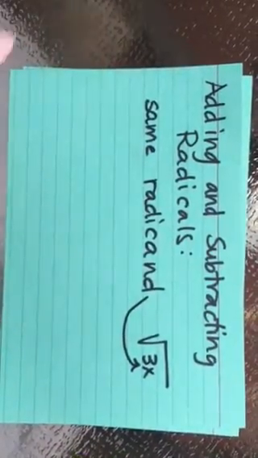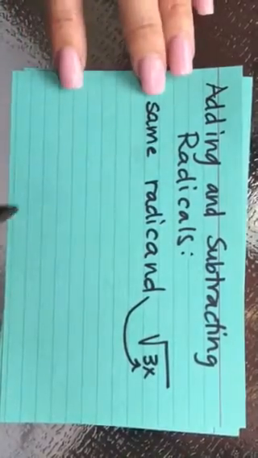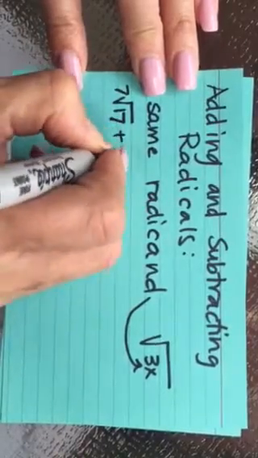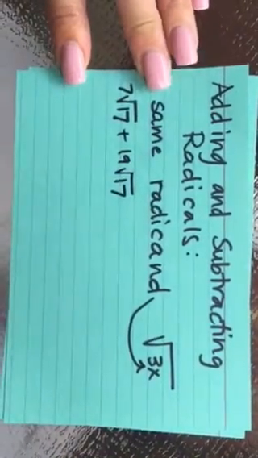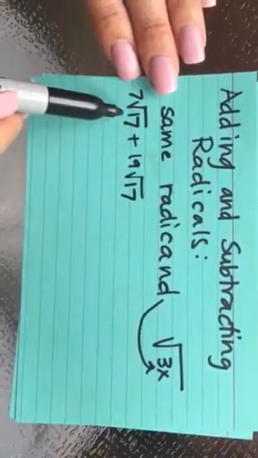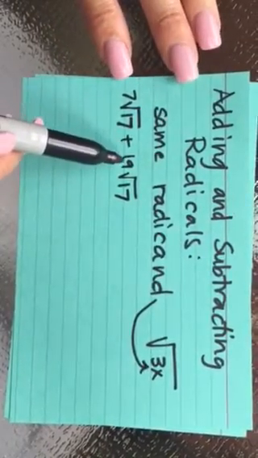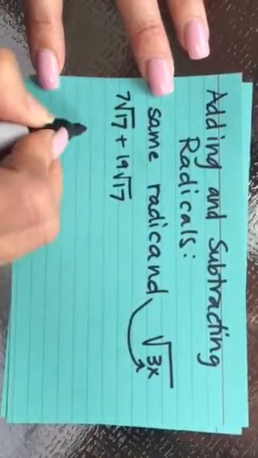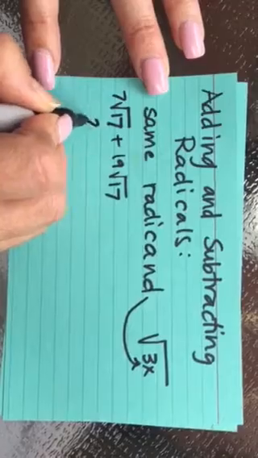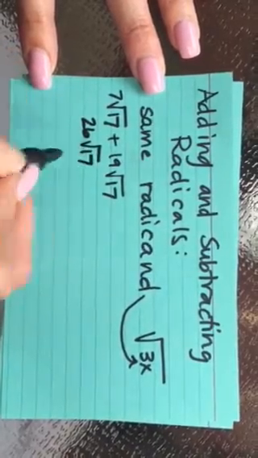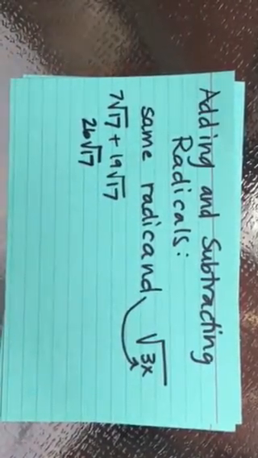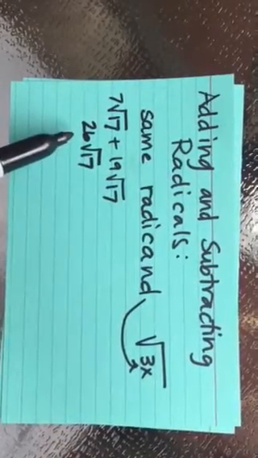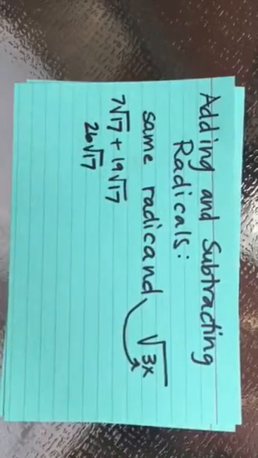Okay, so if we start with something very, very simple, we could look at 7 times the square root of 17 plus 19 times the square root of 17. I've got 7 of this radical 17, and I'm adding it to 19 of the square root of 17. Then I can just add what's on the outside and keep the radical. So this would be 26 of that radical 17. It's kind of like if you had 7x plus 19x, you would end up with 26x. This is just kind of taking the place of that variable.